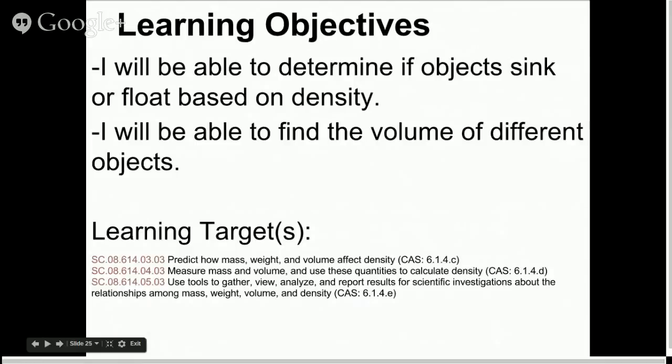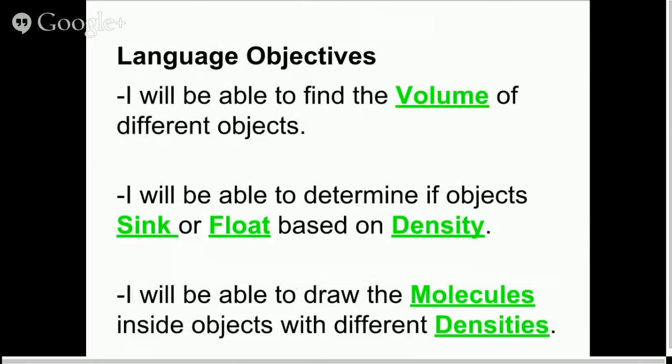All right. Learning objectives, same as it was in part 1. Find the volume of different objects, determine if objects sink or float based on density, and then be able to draw molecules inside objects with different densities.